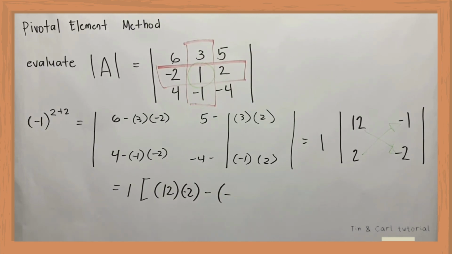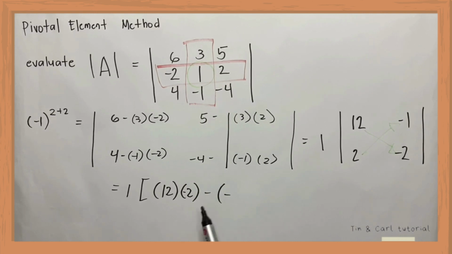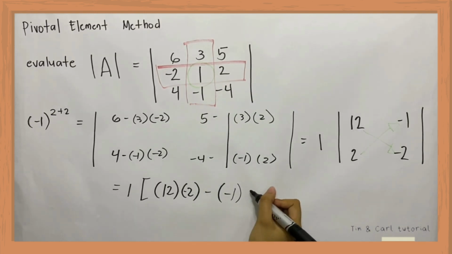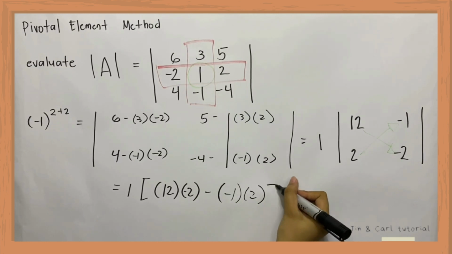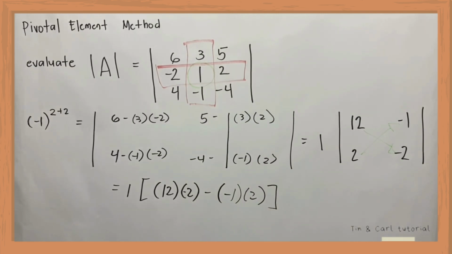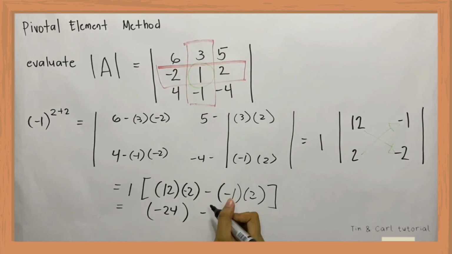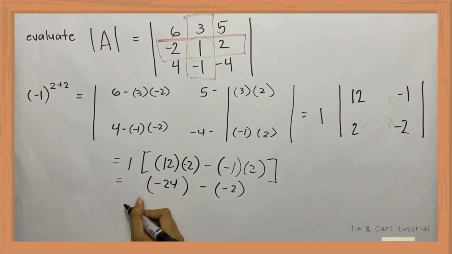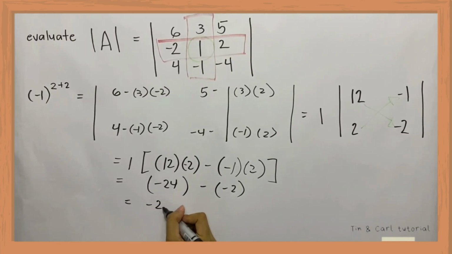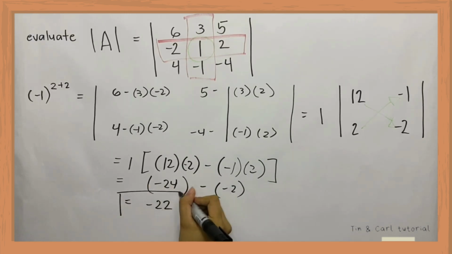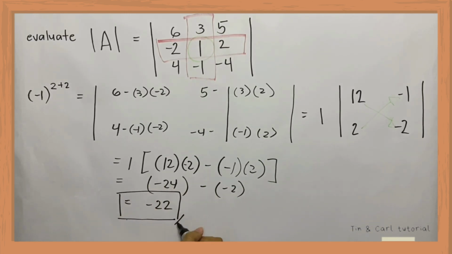So, this is the continuation of our solution. So, 1, 12 times negative 2 minus negative 1 times 2 is equals to negative 24 minus negative 2. So, the answer will be negative 22. So, this will be our final answer for this solution.